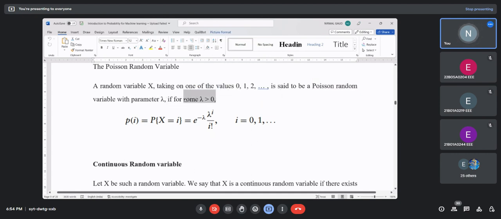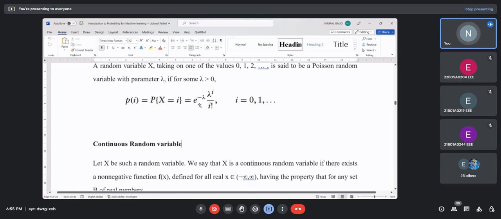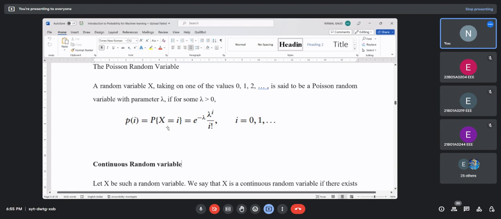For some value of lambda greater than 0, it is written like this: e to the power minus lambda, lambda to the power i upon i factorial. This is Poisson's distribution. You need to remember this, very much important. Any random variable taking any of the values it can have is said to be a Poisson random variable with a parameter. There is a parameter also available, lambda.